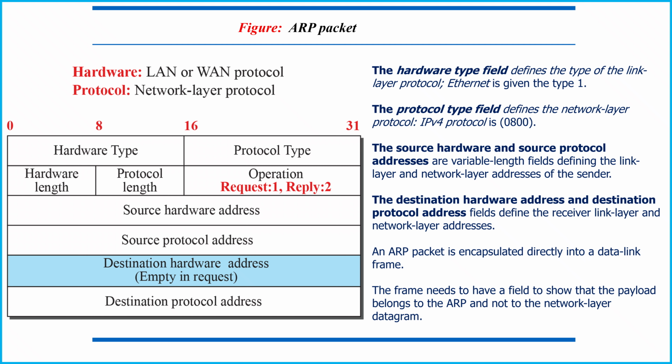Next, the source hardware and source protocol addresses are variable length fields defining the link layer and network layer addresses of the sender. The destination hardware and destination protocol address fields define the receiver's link layer and network layer addresses. An ARP packet is encapsulated directly into a data link frame. The frames need to have a field to show that the payload belongs to an ARP and not to the network layer datagram.